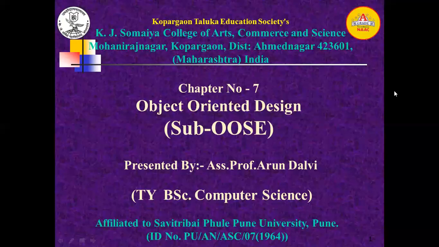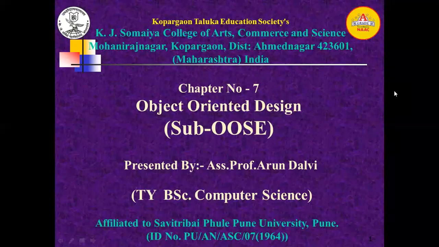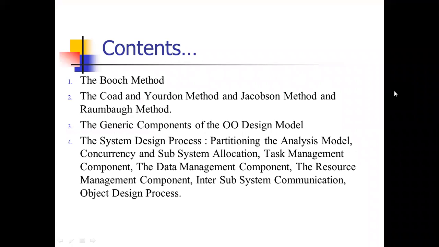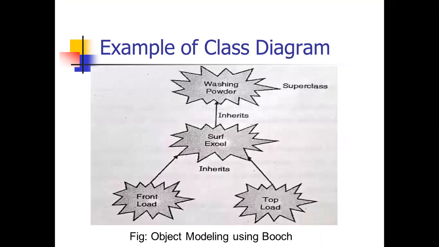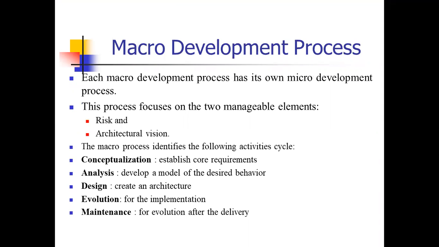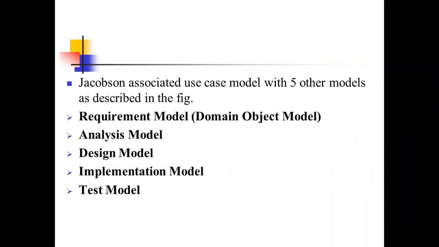Good morning, everyone. Today we are going to continue with chapter number 7, Object Oriented Design. In the last session, we saw the Booch method, Coad and Yourdon method, Jacobson method and Rumbaugh method. In today's session, we are going to continue with the generic components of the Object Oriented Design model.